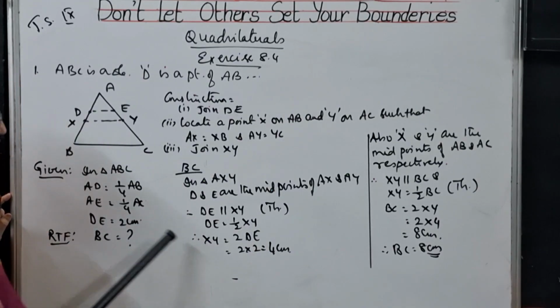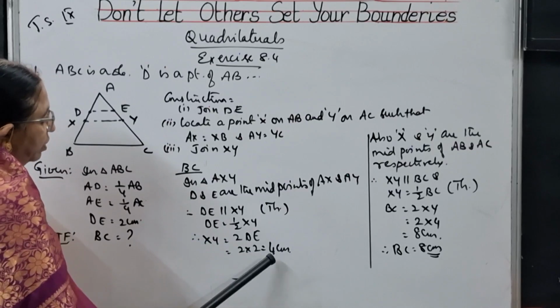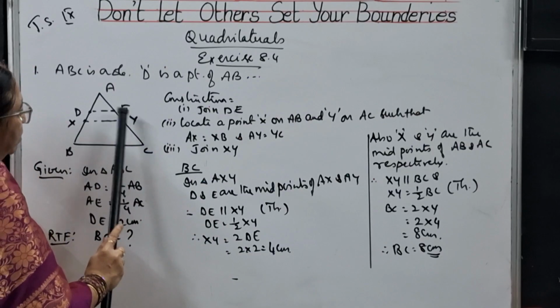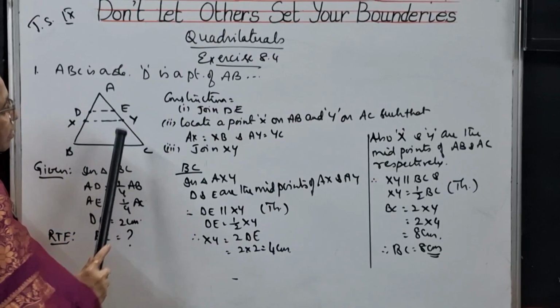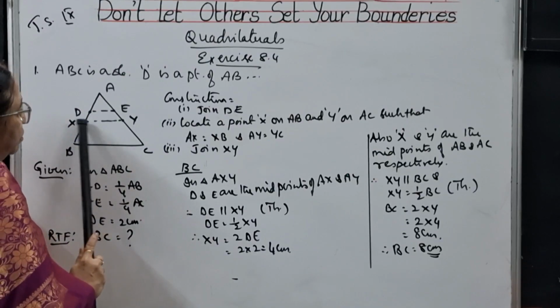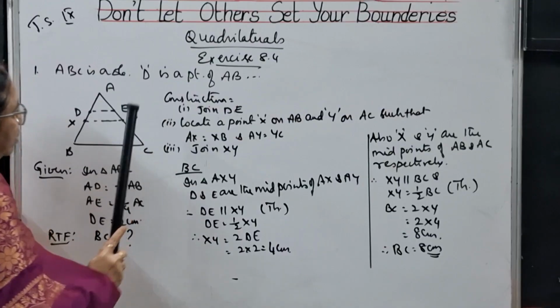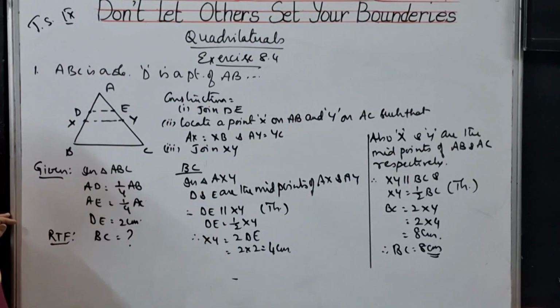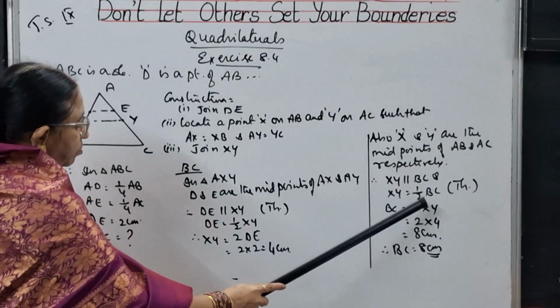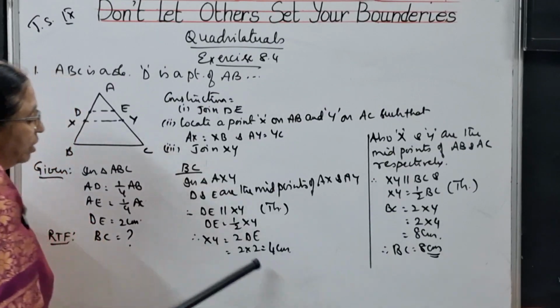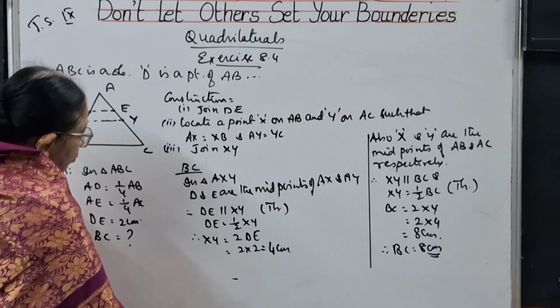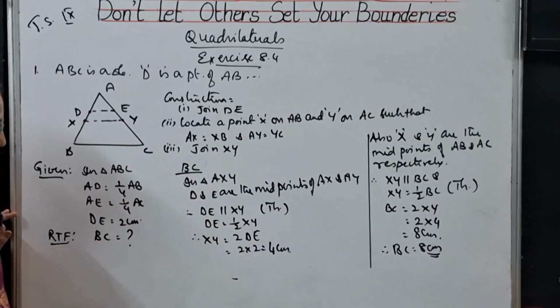They have given DE measure as 2 centimeters. So XY is 2 times 2, that is 4 centimeters. And also we know that X and Y are the midpoints of AB and AC and you are joining XY. So therefore XY is parallel to BC. XY is half of BC based on the same property. So when they are like that, what is BC? 2 times of XY. We got XY as 4 centimeters. So BC is equal to 2 into 4, that is 8 centimeters. Please note it down, children.